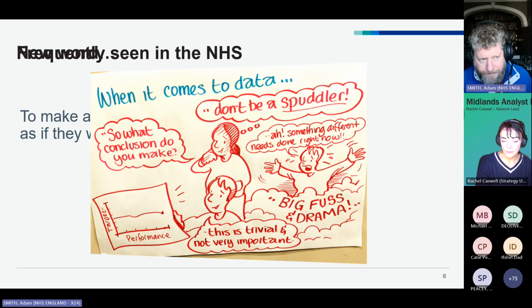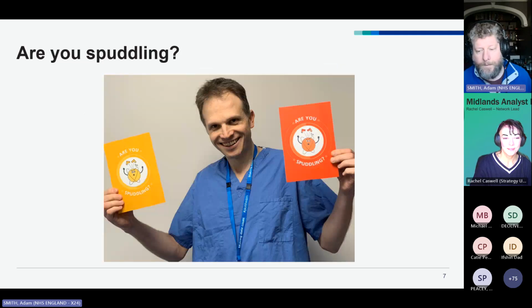Oh, and here's a nice drawing that was done a few years ago when we had an artist in the room at one of our events. So don't be a spuddler is the big message. We've also got some spuddling cards. So we've got a yellow card and we've got a red card. Here's a board member, a clinician, holding these up. These are a bit silly, but they are actually driving a bit of behavioural change.